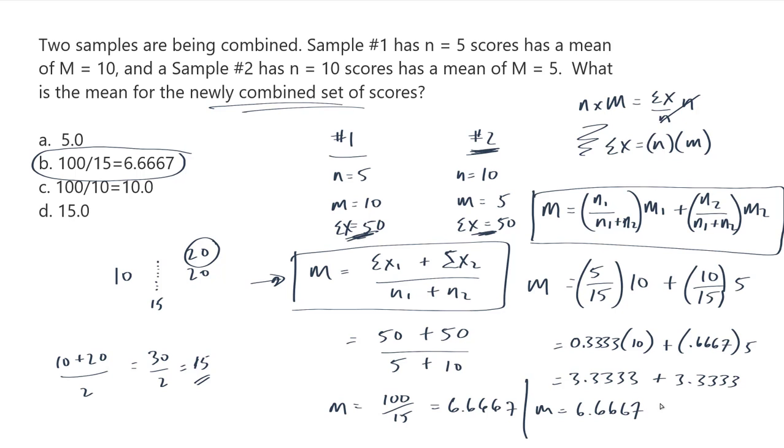And you get the same answer as we did before, 6.6667. So no matter how we do it, we end up getting that it's a total score of 100 divided by a total sample size of 15. This gives us 6.6667.